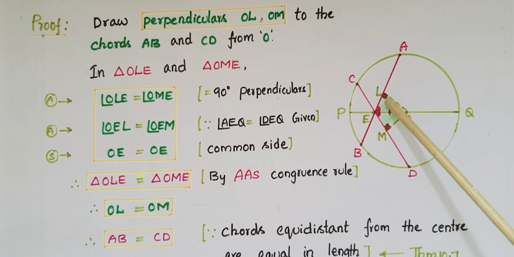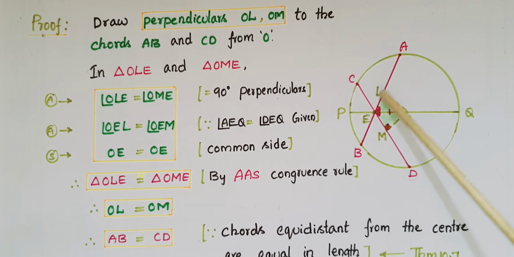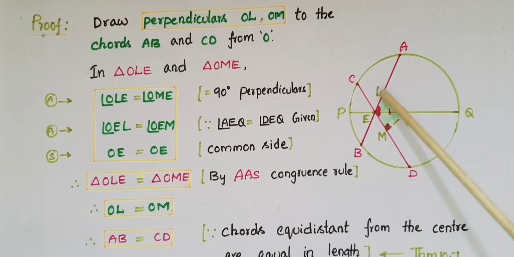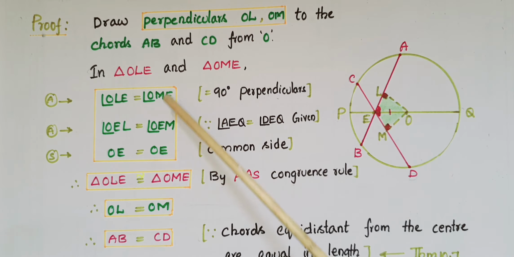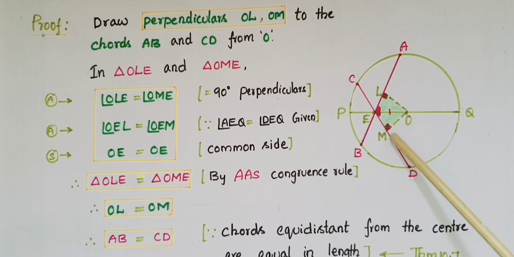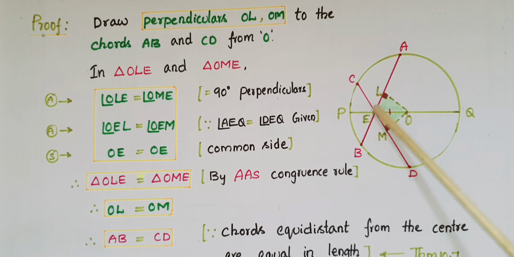Further, take these two triangles. If we show these two triangles are congruent, then we can equate these two lengths. So take triangle OLE and triangle OME. In these two triangles, angle OLE is equal to angle OME because these two are perpendiculars. And angle OEL is equal to angle OEM. These two angles are equal because in the problem it is given that angle AEQ is equal to angle DEQ. And OE is the common side of these two triangles.